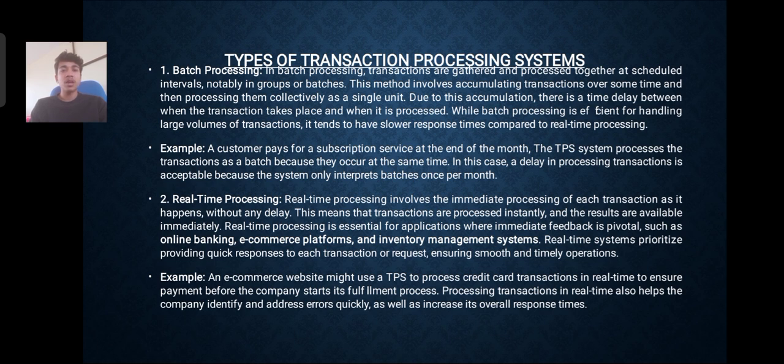real-time processing. Example, a customer pays for a subscription service at the end of the month. The TPS system processes the transactions as a batch because they occur at the same time. In this case, a delay in processing transaction is acceptable because the system only interprets batches once per month.